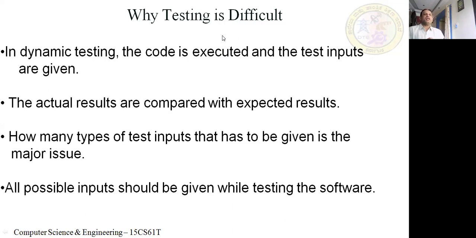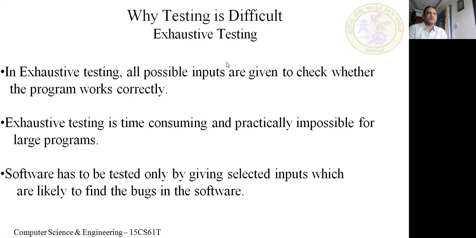In dynamic testing, the code is executed and the test inputs are given. The actual results are compared with the expected results. Then how many test inputs have to be given is the major issue. All possible inputs should be given while testing the software. Next, why is testing difficult?